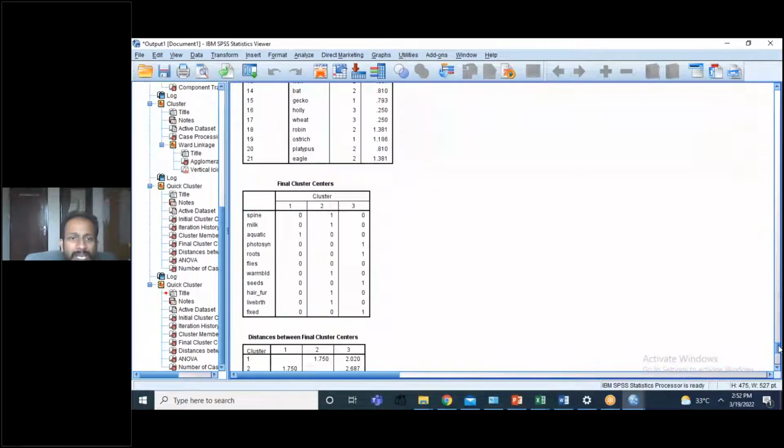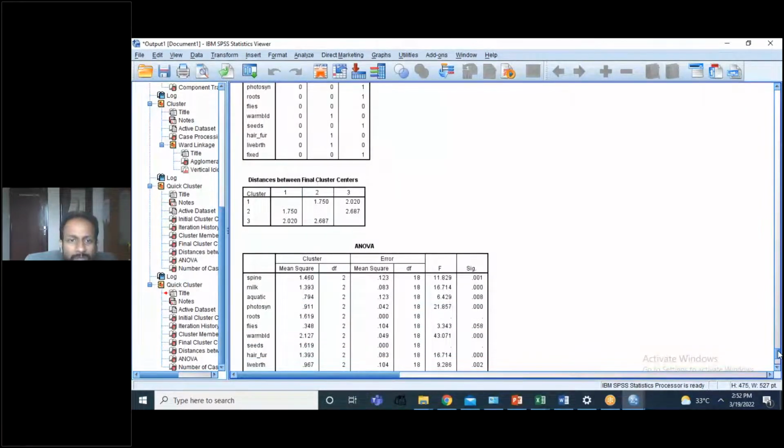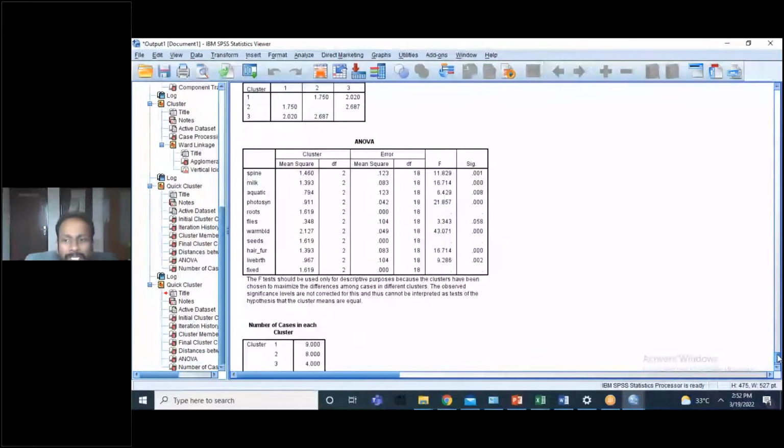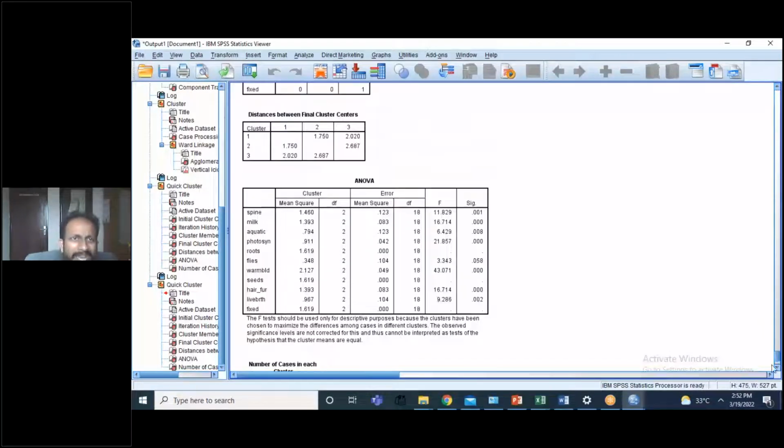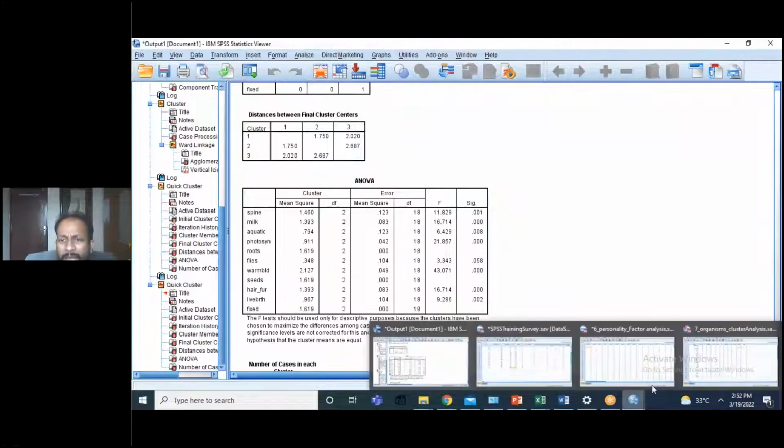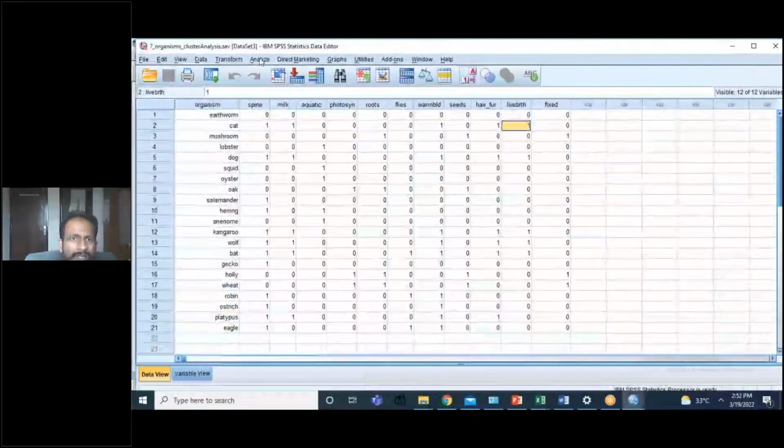So now these are the 3 different clusters which we have added. And we have also got this ANOVA table. This ANOVA table tells a lot of information about which is significant and which is not. You can see that spine, milk, all those things are significant. Flies is something which does not have that much significance. You can get a detailed interpretation of this ANOVA by doing a one-way ANOVA. For this purpose, I'm going to do the one-way ANOVA here.